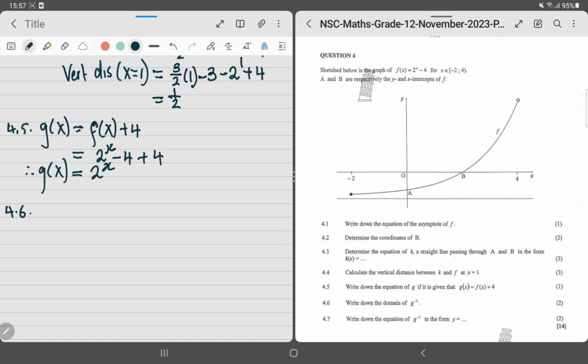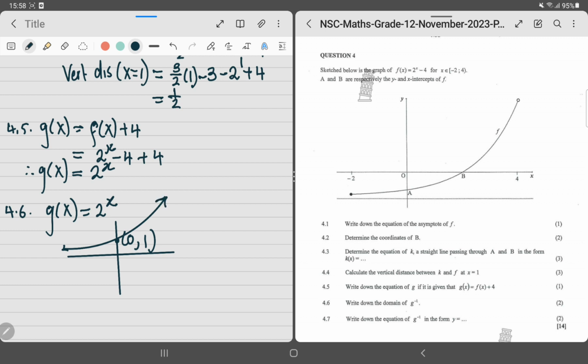Write down the domain of g. Okay. So the graph of g of x is given by 2 to the exponent of x. Okay, if we were to find the y-intercept, you'll find that it is (0; 1), and the graph has that shape.